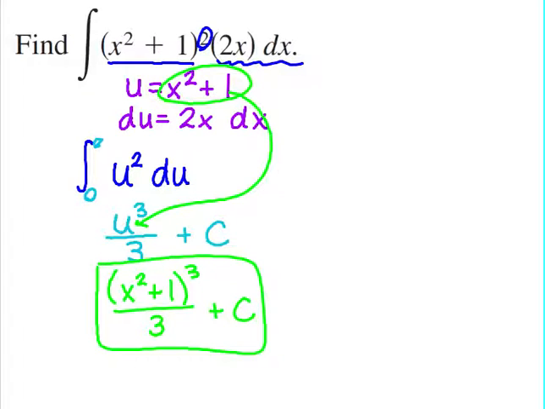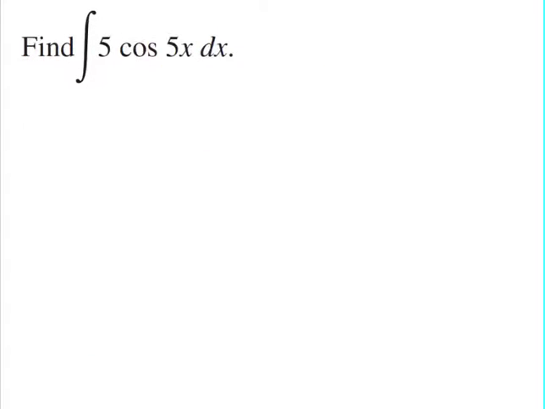All right, so let's look at another one. Find the integral of 5 cosine of 5x. So what do you think you're going to let u equal? Close. Just 5x. Now the reason why we don't let it equal cosine of 5x is, what's the derivative of cosine? Sine. Do I have a sine somewhere in that problem? No. So we're just going to let u equal 5x. du, what's the derivative of 5x? 5 and dx.